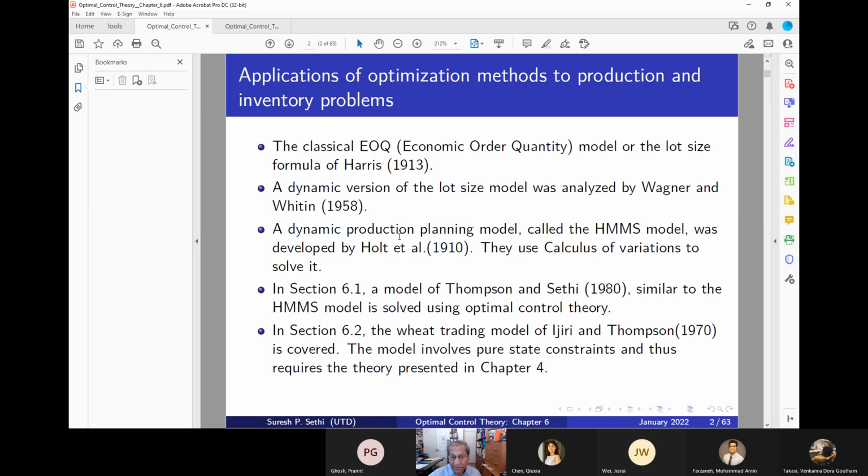And a dynamic production planning model, which is the one that I'm going to be close to, is called the HMMS model. Holt, Modigliani, Muth, and Simon are the four people here. Modigliani received a Nobel Prize in Economics. Simon received the Nobel Prize in Economics. And Muth was a guy who actually started the field of rational expectations but never won the Nobel Prize. The Nobel Prize was won by Bob Lucas, also at Carnegie Mellon, on rational expectations.